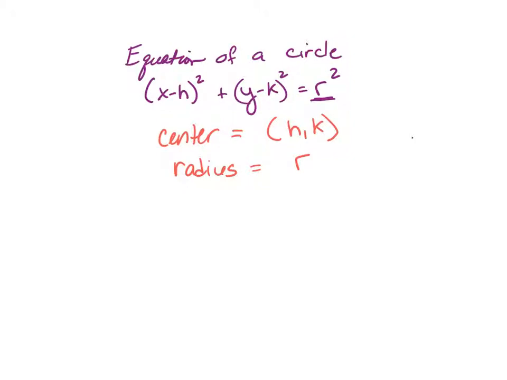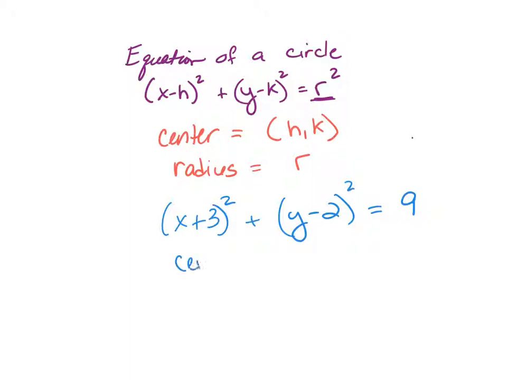So if I have an equation that says x plus 3 squared plus y minus 2 squared equals 9, the center of that circle is going to be the opposite of that number and the opposite of that number. So it's going to be -3, 2. And the radius is going to be the square root of that number, which is going to be 3. Does everybody see that?